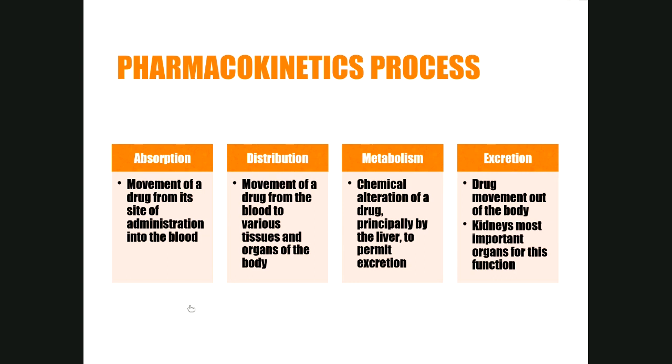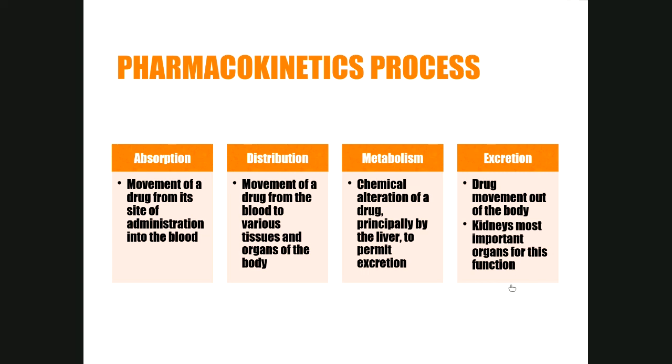As far as absorption, how does it move from the site of administration into the blood? Once it does that, how does the drug go from the blood to the different tissues and organs that it's targeting? Chemically, how is it altered? Is it altered by the liver to permit excretion? Does it pass through the liver, or does it pass through some other way? And then how is it excreted? How does it get out of the body?